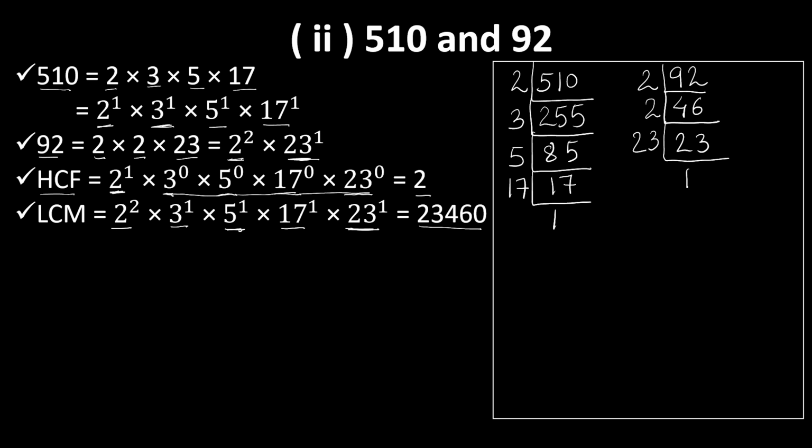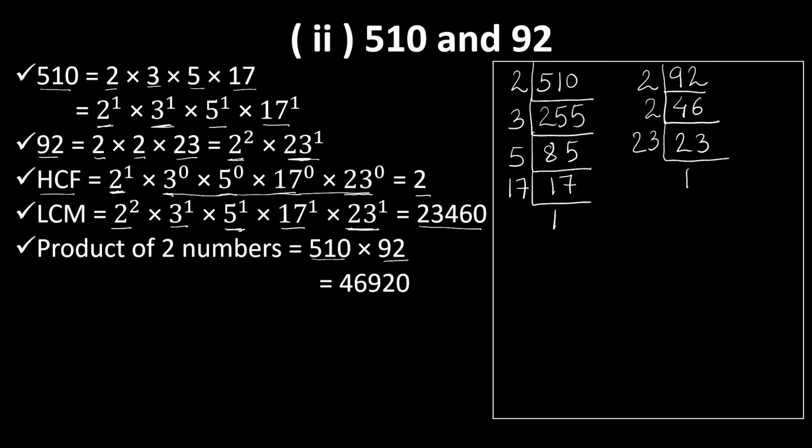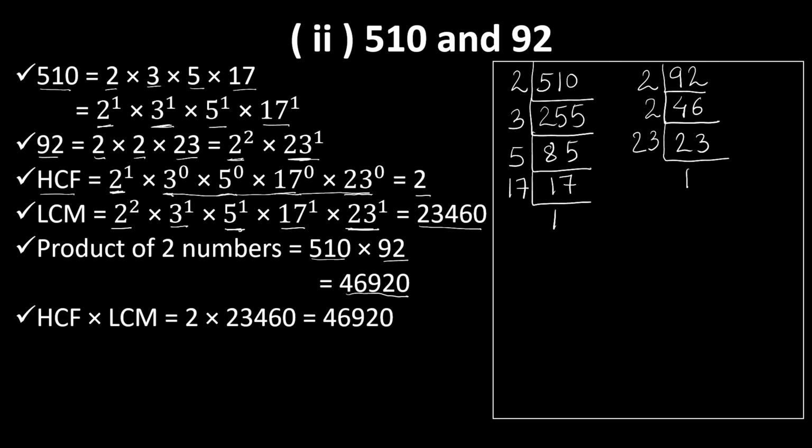So, this entire product will give us 23,460 as the lowest common multiple. Now, the product of the two numbers is equal to 510 multiplied with 92, which is equal to 46,920. And the product of their HCF and LCM is equal to 2 into 23,460, which will give us 46,920.